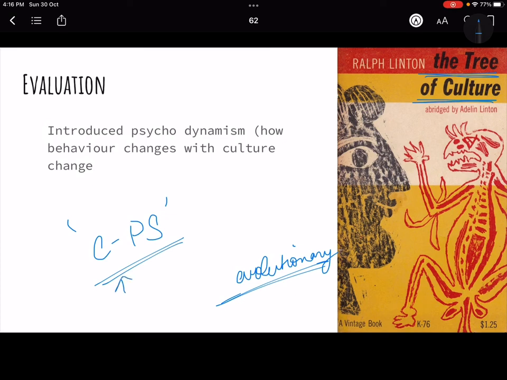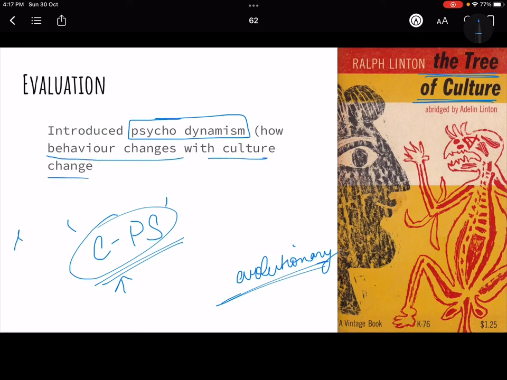But in a way, if we have to analyze or evaluate the work of Ralph Linton in the culture personality school, we can say that he and many others introduced psychodynamism. That means how behavior changes with the change in culture, because it has a lot of application to social change. So what they said basically, if you have to bring about a social change, start it from the periphery. Don't attack the core first, because that is going to integrate the whole culture. So in social change, his theory is very important.